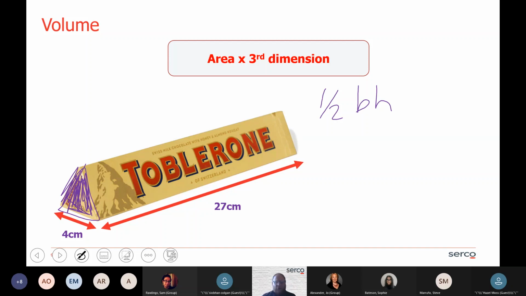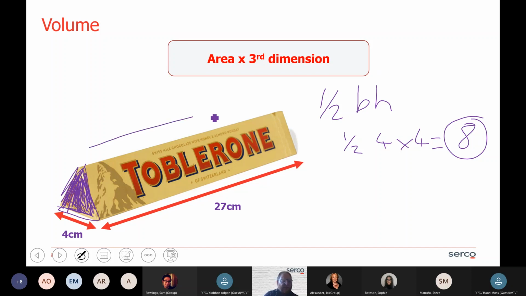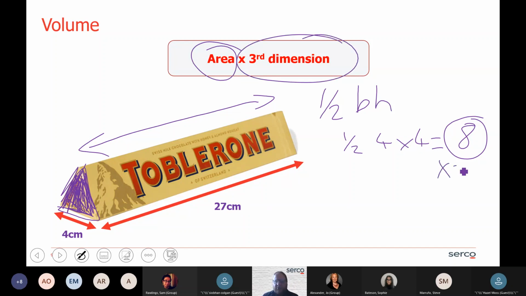When our triangle is 4 centimeters across and 4 centimeters up, we actually want half of 4 times 4, which is 16, and half of 16, hopefully you agree, is 8. So the area of our triangle at the end here of the Toblerone is 8 centimeters squared, and the triangle goes back 27 centimeters. So looking at the top, I said work out the area of a flat surface, which we've done, and we're now going to times it by our third dimension, which is 27, which I have written down, but I'm going to double check. Always worth checking. It does indeed give the same answer.